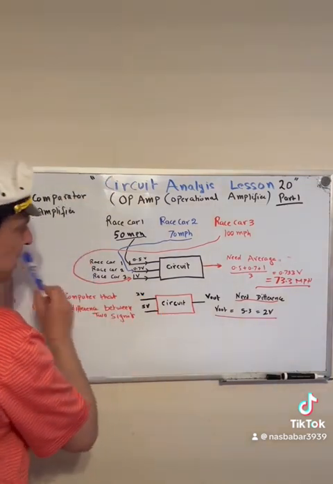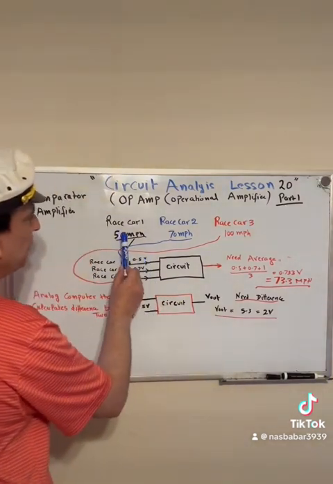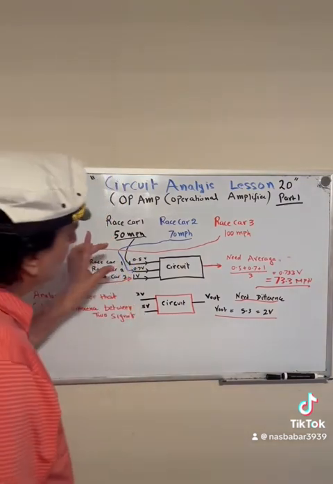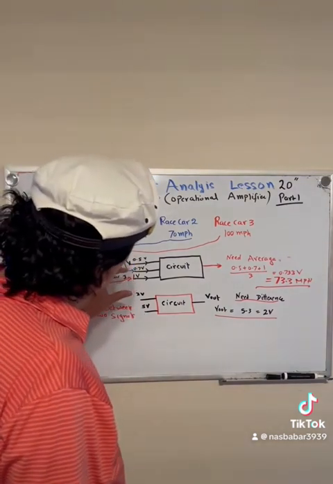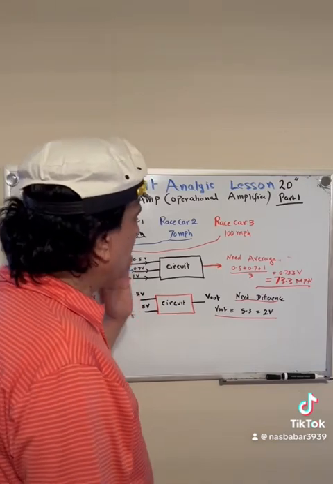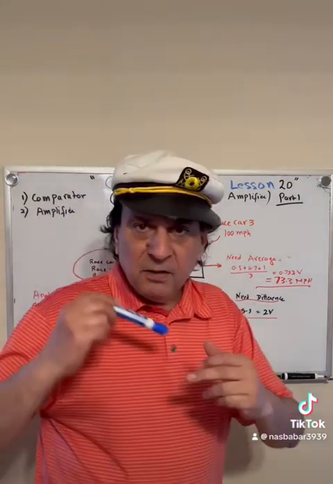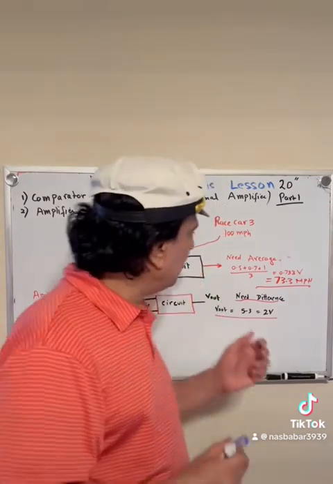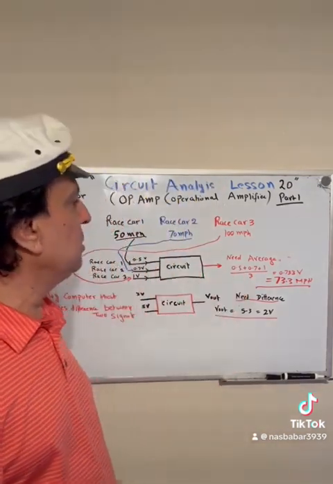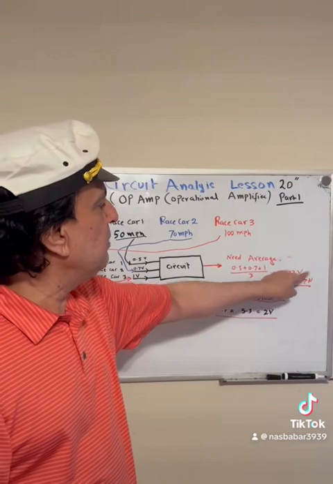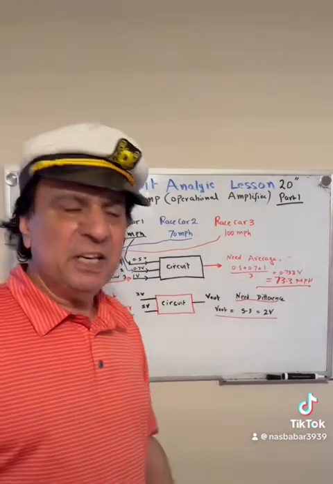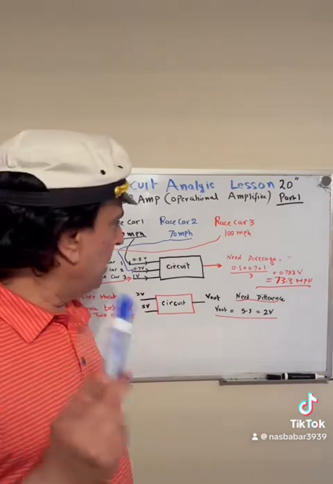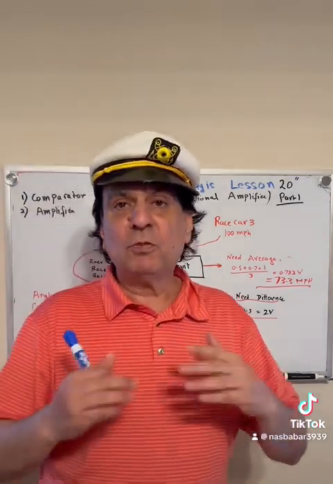So now the input of all of these 3, 50, 70, 100 miles per hour, is in form of 0.5, 0.7, and 1 volt. And at the output, we have programmed the circuit in such a way that it will present you with an average. So 0.733 volt, which we can easily relate to 73.3 miles per hour. Okay, so that's one example of comparator.